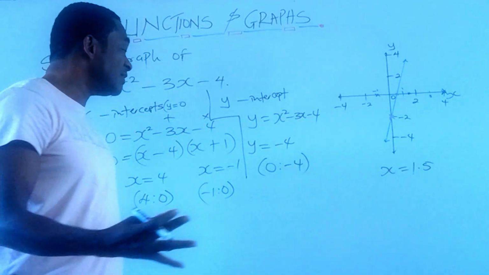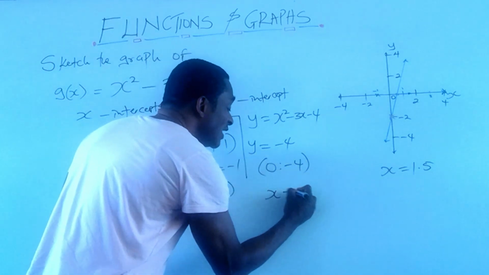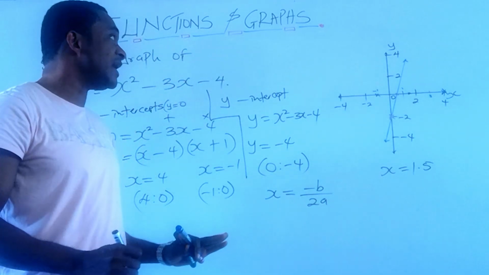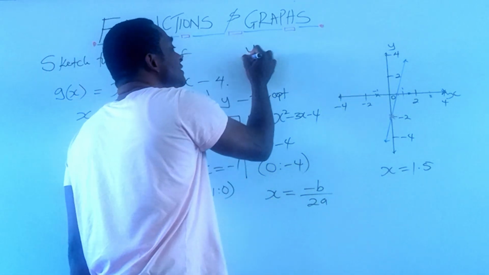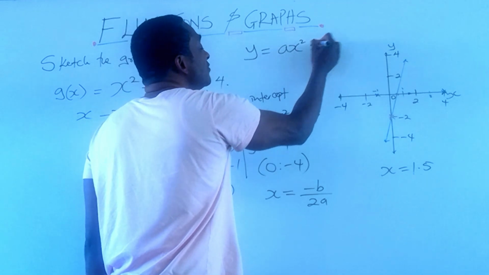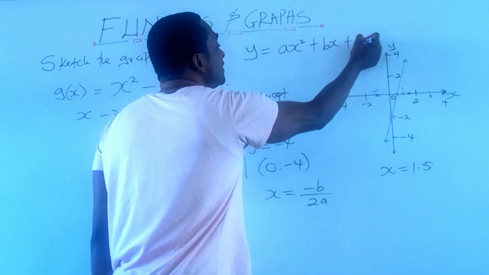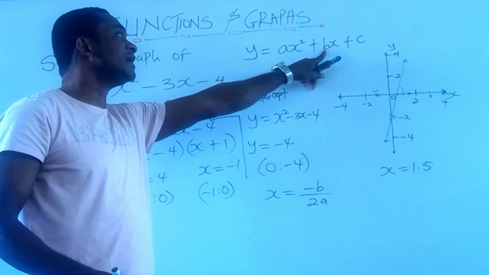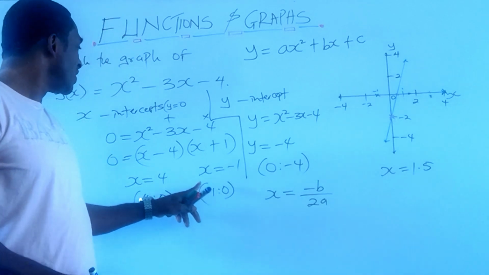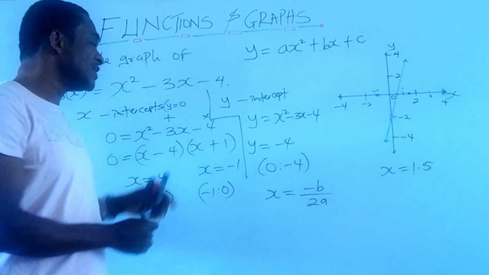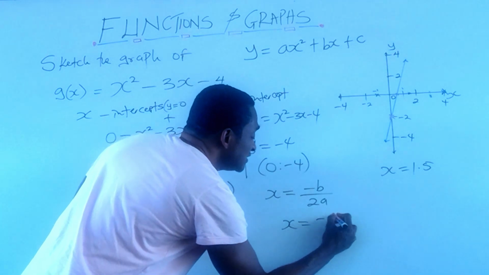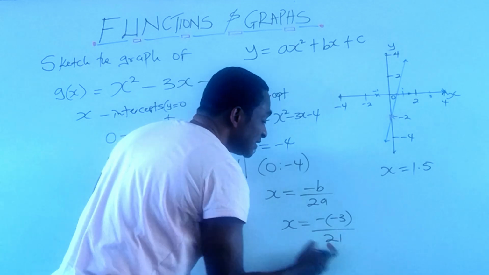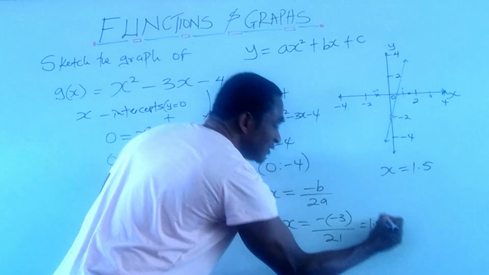Alternatively, if you want to use the formula, the formula for getting the x value of the turning point is minus b over 2a. Note that every quadratic function has this general form, ax squared plus bx plus c. The coefficient of x is our b, so this is negative 3. So x equals negative of negative 3, all over 2 times a, which is 1 in this case, we have 3 over 2, which still gives us 1.5.